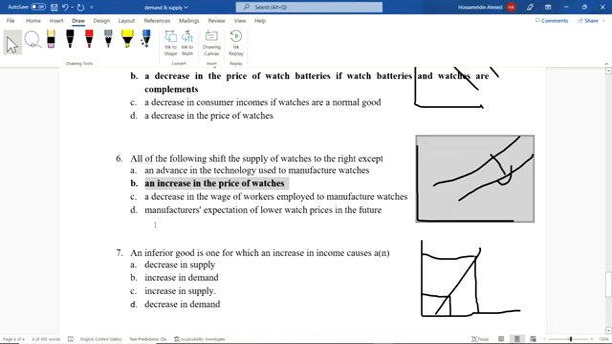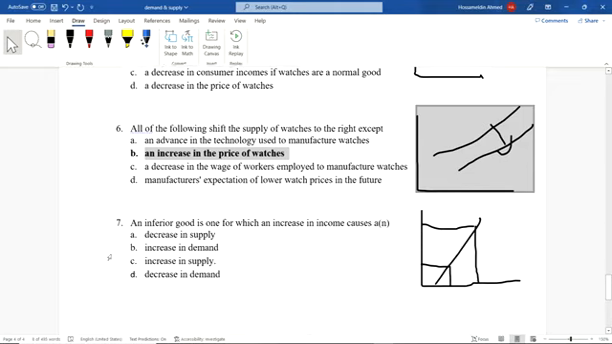Keep reading the other choices. Number C, a decrease in the wage of workers employed to manufacture watches. The decrease in the wage of labor, which is a factor of production or a kind of resource, a decrease in such cost of resource would also increase the supply of watches. Number D, manufacturers' expectations of lower watch prices in the future. Whenever the supplier expects that the prices of watches will go down in the future, he would increase the supply of watches.